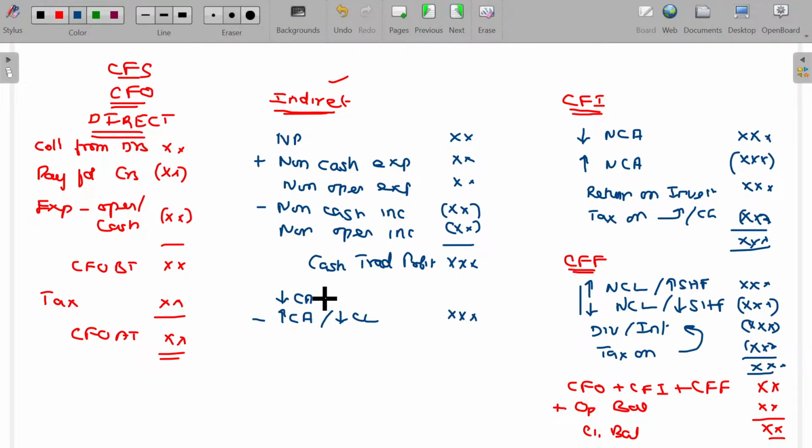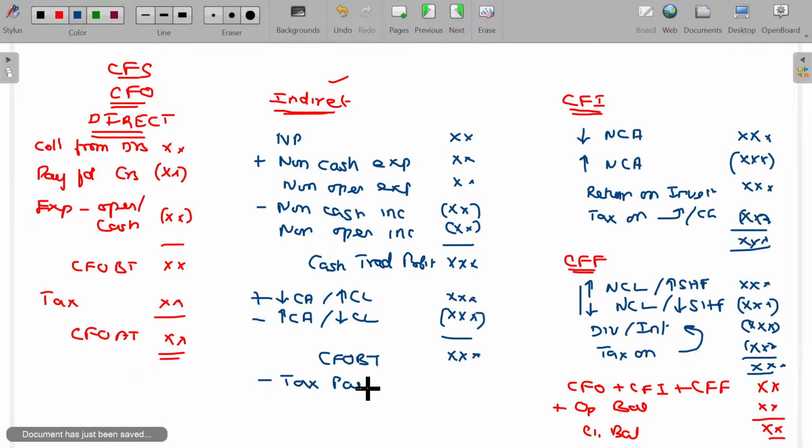Decrease in current assets as well as increase in current liabilities should be added here. After that, whatever value you get here is cash from operation before tax. Minus tax paid. After this tax payment, whatever value you get here is called cash from operation after tax. Hope now you'll be able to understand this one.